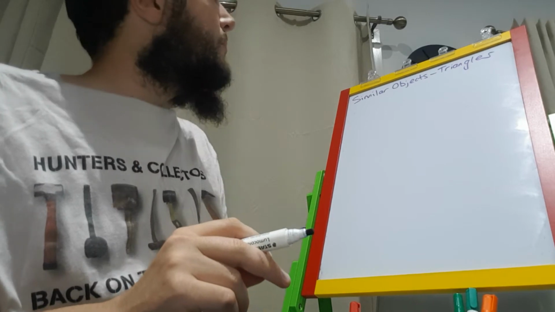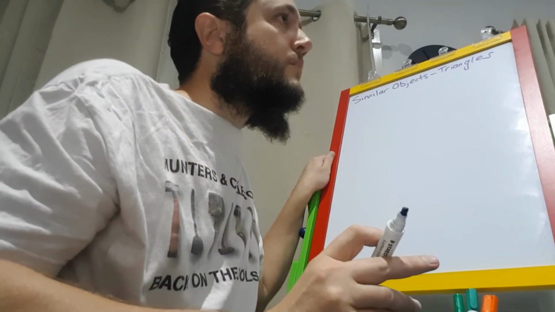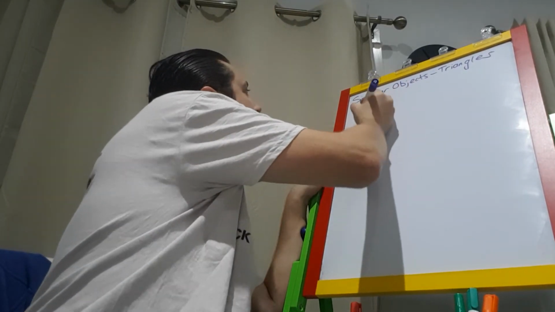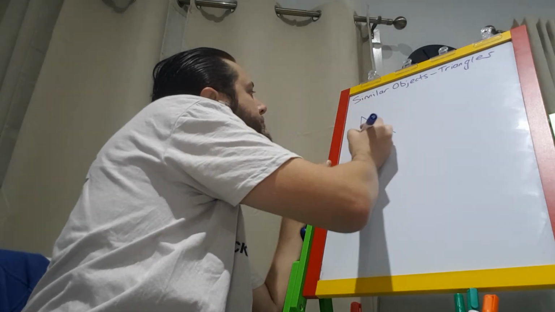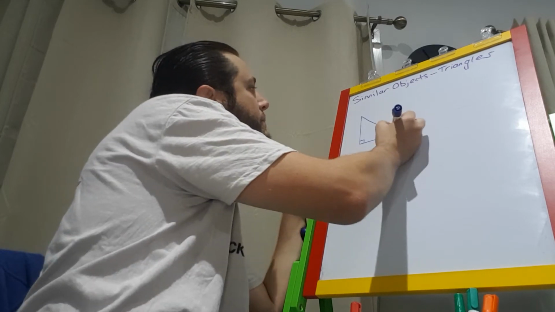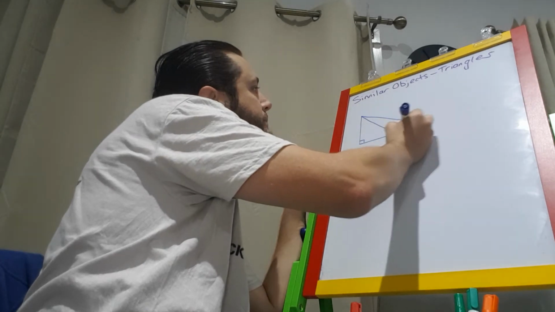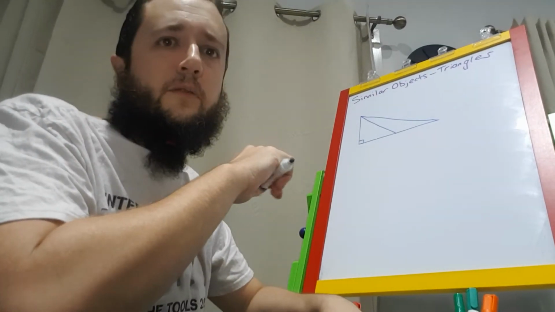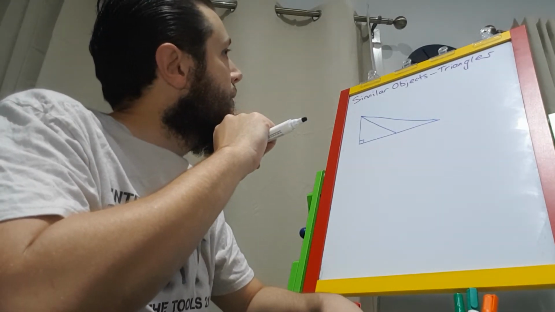All right. So I'm going to do something like this. All right, so I've got a right angle triangle there. And what are we going to do?